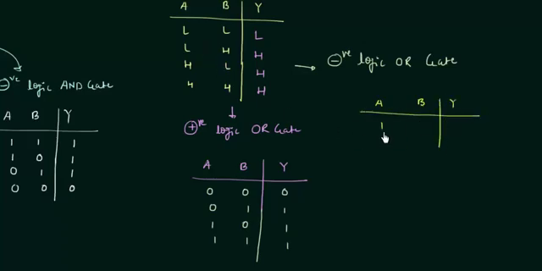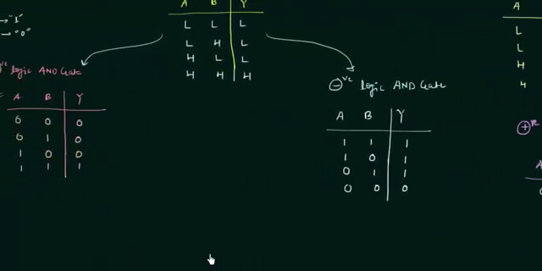Low is represented by 1, so 1 1 1 1 0 0, 0 1 0 0 0 0. So this is the positive logic OR gate. Now we have 4 tables and we are going to compare them.